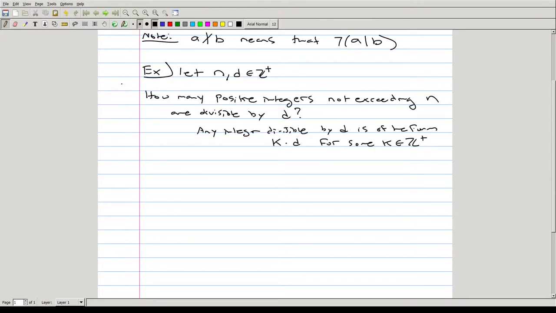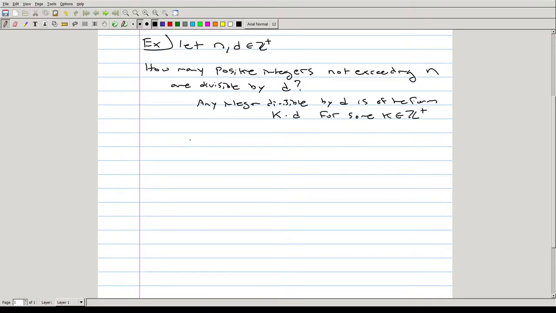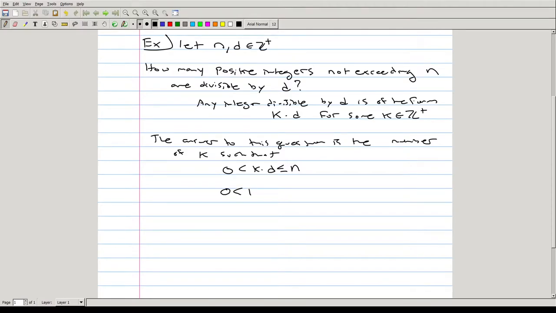Thus, the number of positive integers divisible by D that do not exceed N equals the number of integers k such that k times D is less than or equal to N. Which we know we can re-express as the number of k less than or equal to N over D. Where N over D, right, because D does not necessarily divide N, is in general going to be a rational number, not an integer.